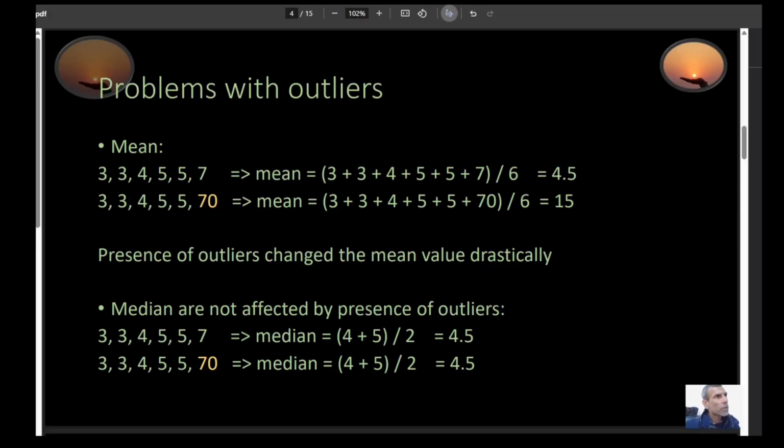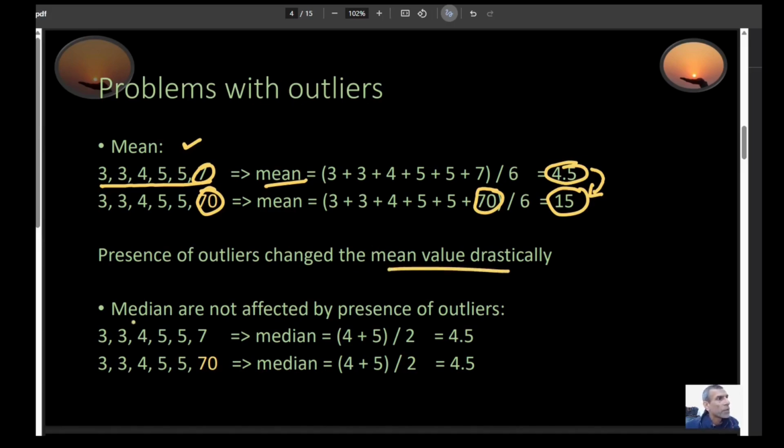Well, there are a few problems with outliers. Number one is the mean. Suppose these are your data points: 3, 3, 4, 5, 5, 7. You calculate the mean of this, and the answer comes out to be 4.5. Now let's say this 7, I change it to 70. Because of this 70, your mean value increases. It actually becomes 15. So you see that your average went from 4.5 to 15 because of the presence of the outlier. It changed your mean drastically.